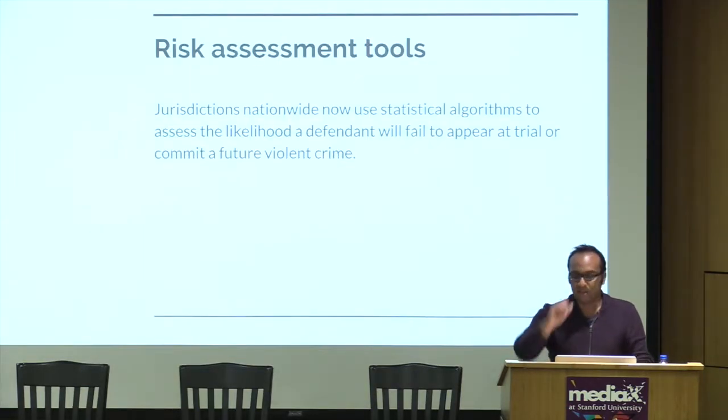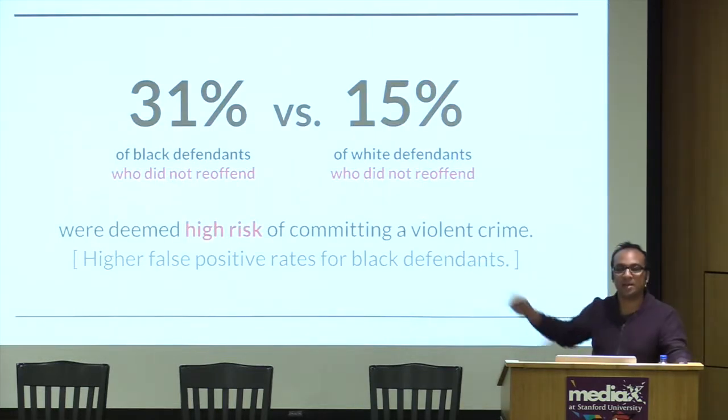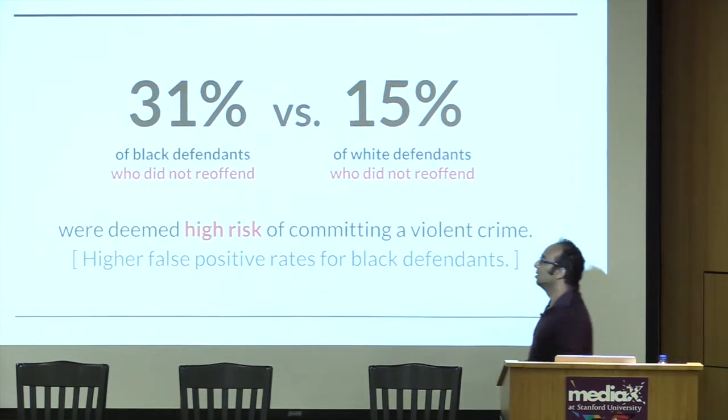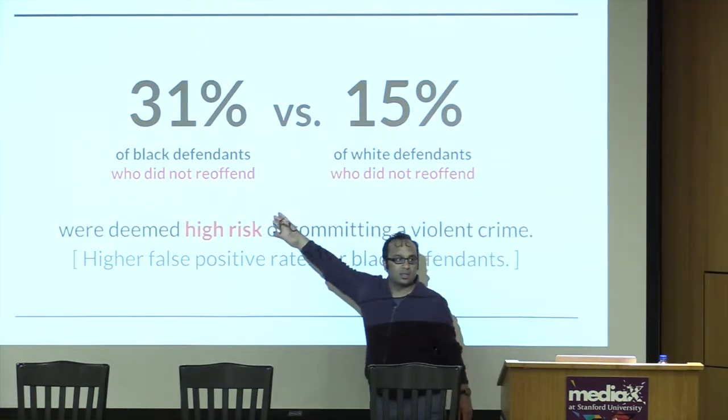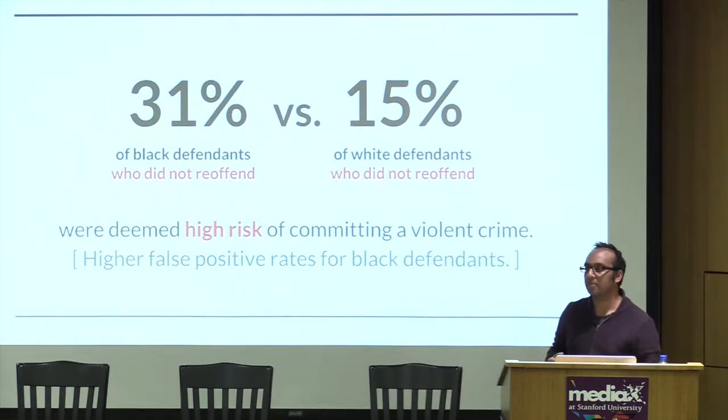Okay, so what did ProPublica do? They did something very nice. They went out and they tracked 3,000 white and black defendants in Broward County, Florida, and they asked, how often is the algorithm getting these predictions right? What did they find? They found that among black defendants who did not reoffend, 31% were deemed high risk by the algorithm of committing a future violent crime.